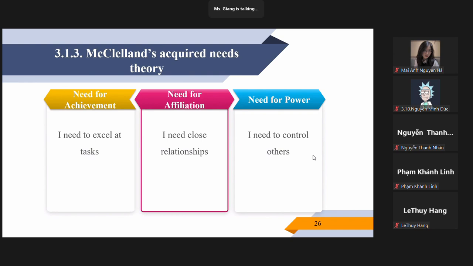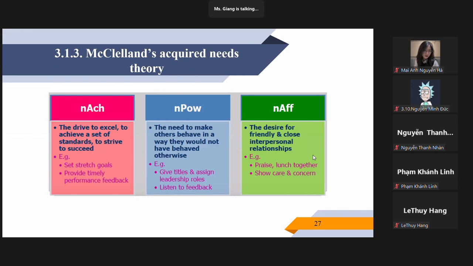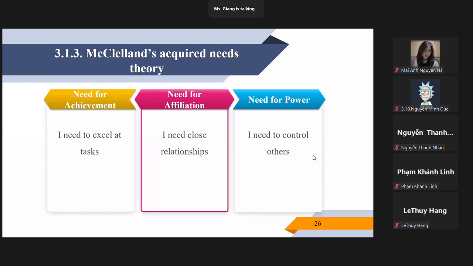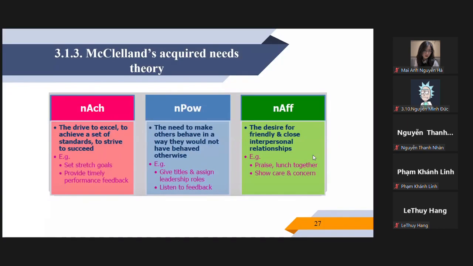Similarly, in order to satisfy the 5 kinds of need of individuals, managers should find ways to satisfy the 3 kinds of need, including achievement, affiliation, and power. In order to satisfy the need for achievement, we can give the employees higher goals and provide timely performance feedback, because employees want to fulfill the task, want to have the achievement.